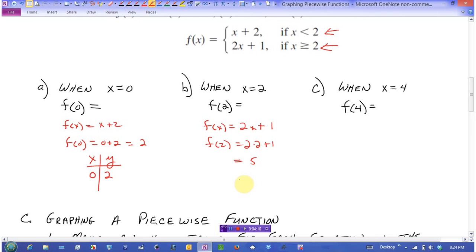Okay, let's go to the third piece, letter C. It says when x is equal to 4. So if x is equal to 4, once again, it's going to have to go into this equation because it uses the x values that are greater than 2. So once again, we're going to use the 2x plus 1, and we're going to put a value of 4 in. So the function evaluated at 4 would be equal to 9.